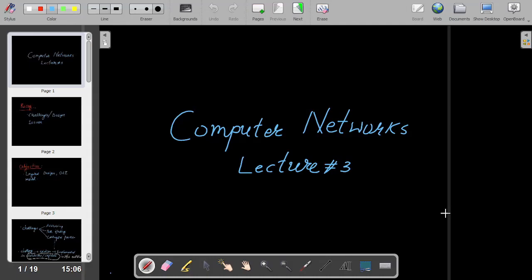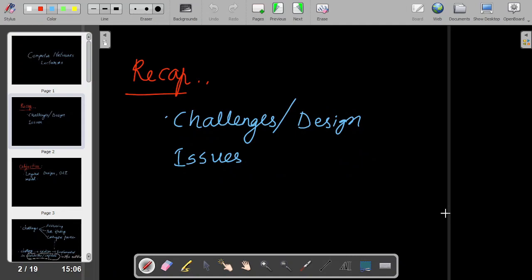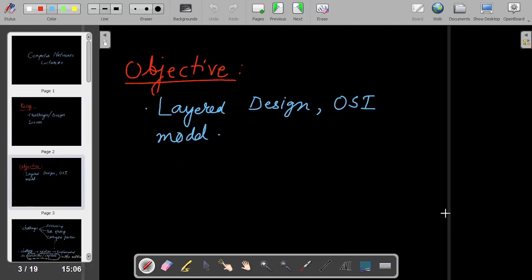Welcome to the third lecture on computer networks. In the previous lecture, we talked about various challenges or design issues related to computer networks. In this session, we will talk about what is layered design, and we will start with the OSI reference model.